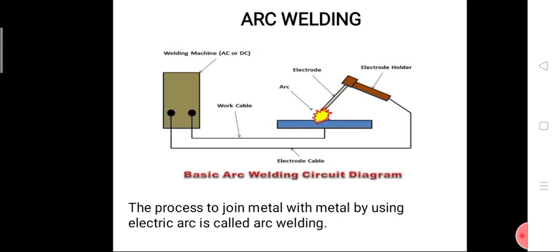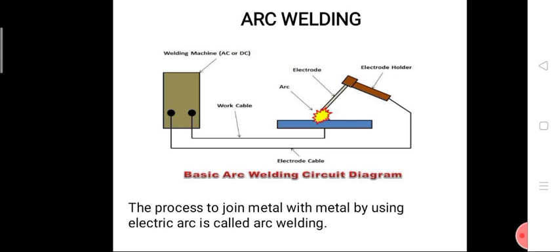The electrode is contained in the electrode holder and it is connected to the cathode terminal, and the workpiece is connected to the anode terminal. Here cathode is nothing but negative and anode is the positive point. It means by the cathode there is ejection of electrons on the workpiece material where the welding is going to take place. So what do we have to do for the welding?